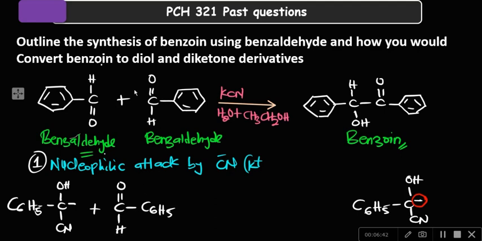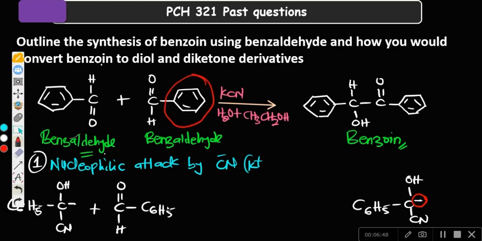What is this other one? This is the other benzaldehyde. I told you that this group here, you can represent it with C6H5. Alright? So that's what I just did. Now what will happen in this case? This is a negative charge. It's a good nucleophile. So what will happen here? This one will attack this carbon.